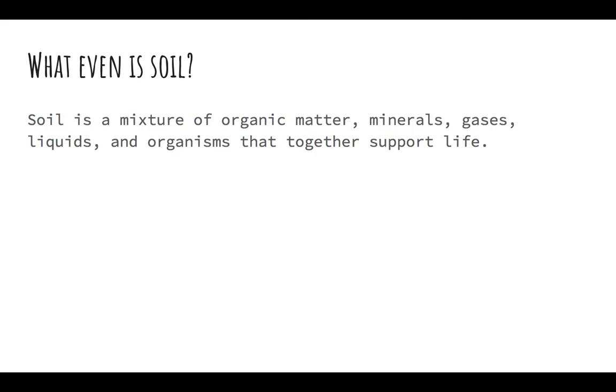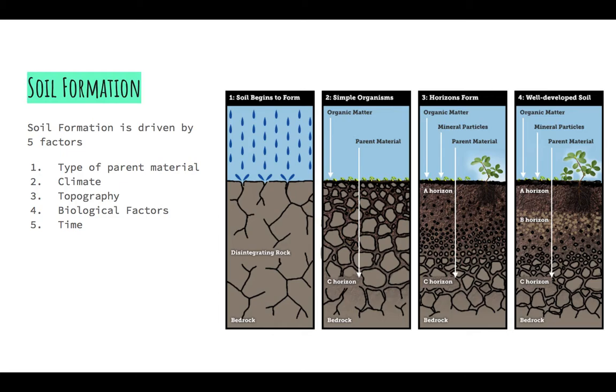So how does soil get here? Soil starts from rock. At the heart, soil requires tiny, tiny broken down particles of rock that have been weathered and eroded into these tiny sediments. There are 5 factors that drive soil formation. So number 1 is the type of parent material.